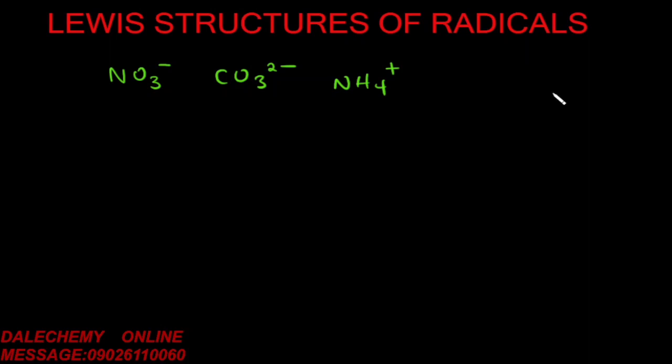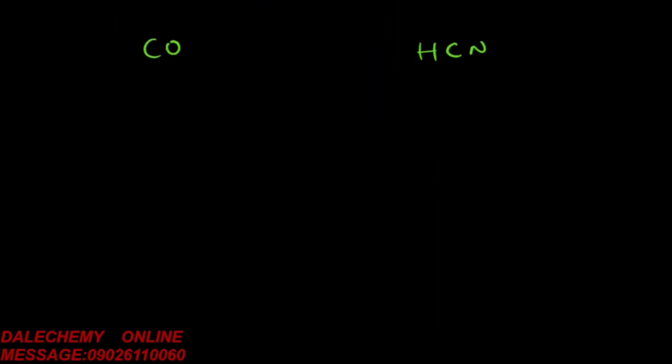Now, before I continue, I would like to show you that, in the last video, I didn't talk about triple bond. I only talked about double bond. So we can actually have triple bond as well. So let's consider CO and HCN, carbon monoxide and hydrogen cyanide. Now, if you want to draw for this, let's see how its Lewis structure will look.